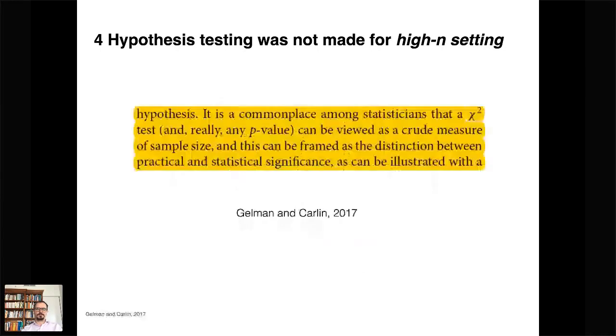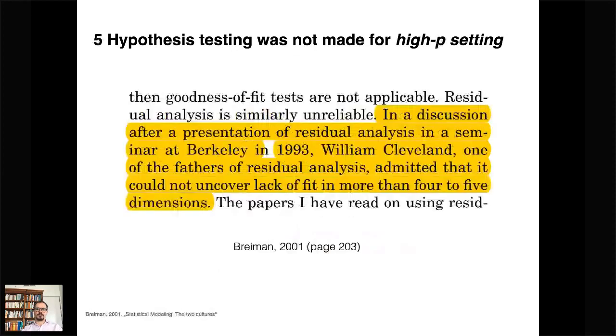So here's another way to put it. It's commonplace among statisticians that chi-square and p-values can be viewed as a crude measure of sample size. This can be framed as a distinction between practical and statistical significance, right? So it's easy to get statistical significance in large data sets, but it's harder to get practical significance.